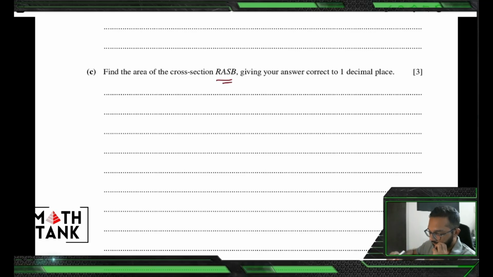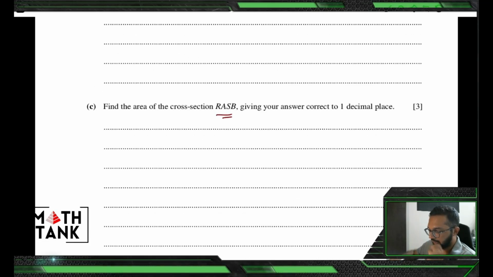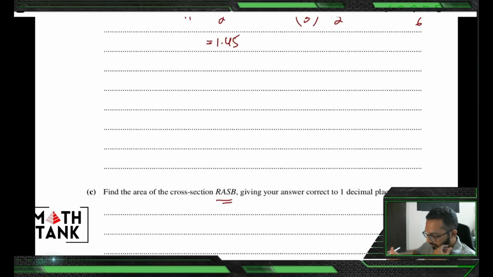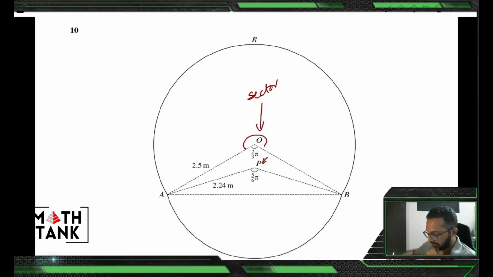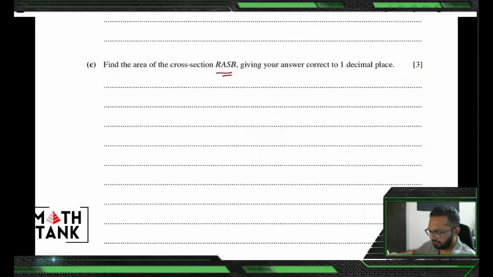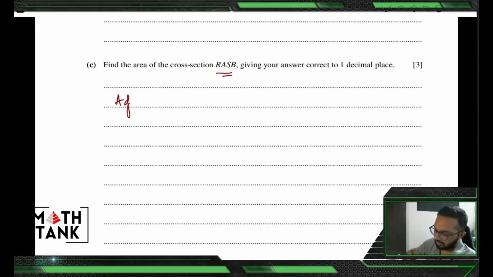Find the area of the cross section RASB, giving an answer correct to 1 decimal place. So I now need to find the area of the entire thing. Okay. So I think they've made the question very easy for me. They've made me find out this area. So what I can do is just add the areas up now. I can say that area of large sector plus area of small sector plus area of difference.